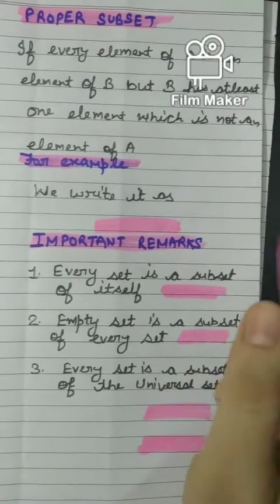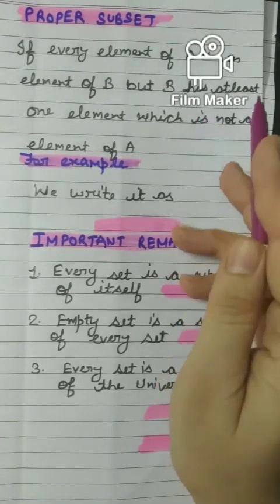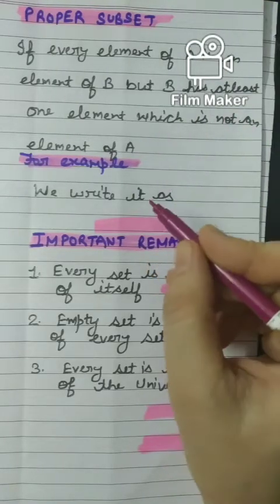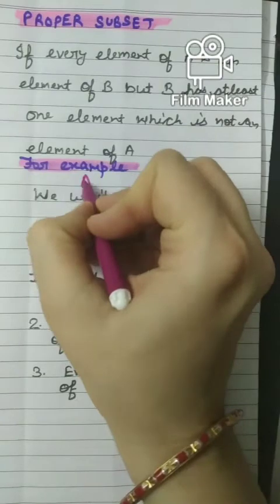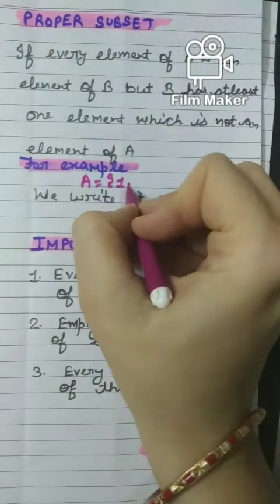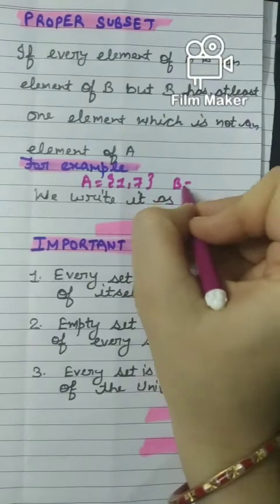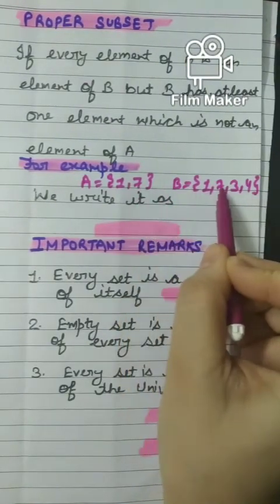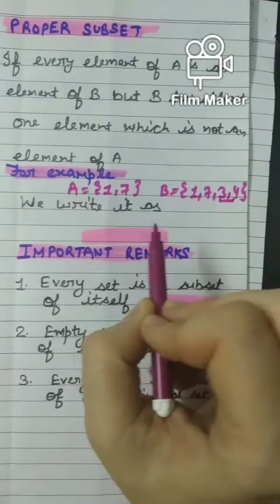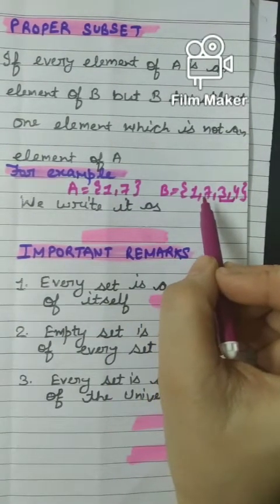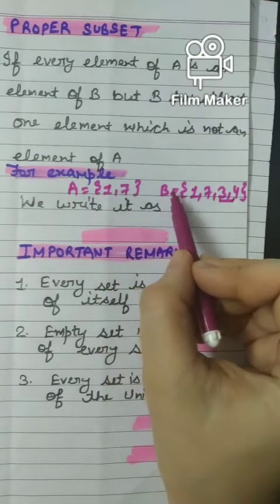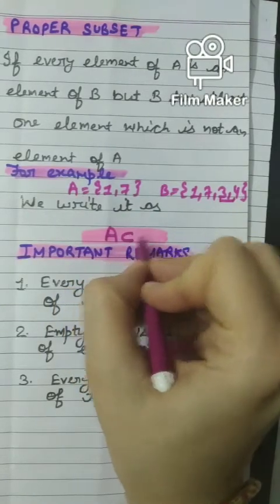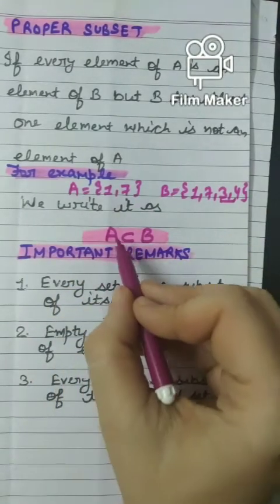Now after that I am going to tell you proper subset. Beta, if every element of A is element of B, but B has at least one element which is not an element of A. From example it will be more clear. A is equal to {1, 7}. B is equal to {1, 7, 3, 4}. 1 and 7 are also in B, but 3 and 4 are extra elements in B. So I will say that A is proper subset of B. Means A is properly contained in B. So it will be denoted like this.